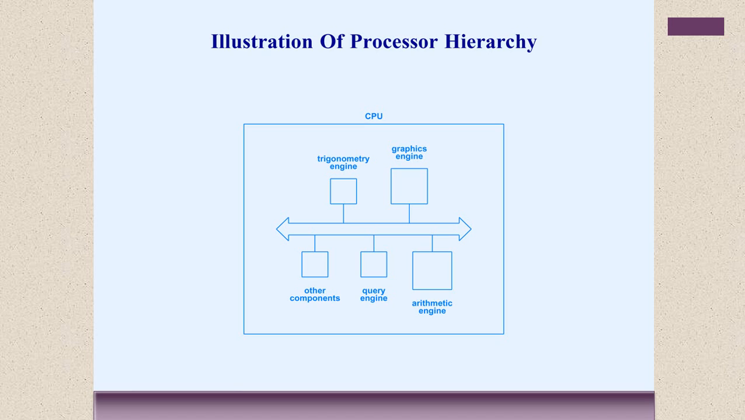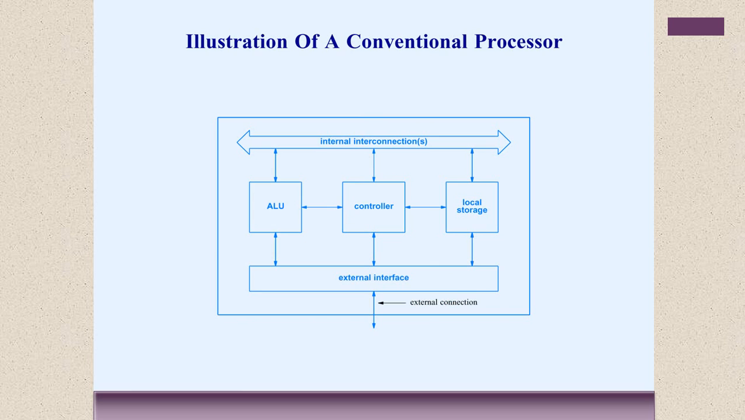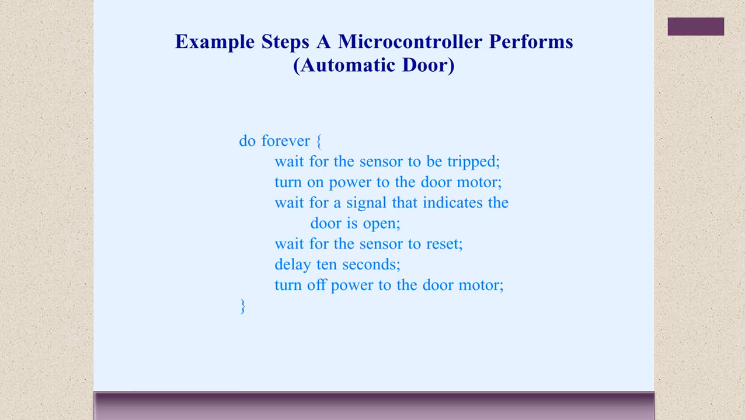Here's the illustration of a processor hierarchy on a CPU. Normally that consists of an ALU, which is our arithmetic logic unit, and our controller and our local storage, as well as our external interface. Here are the steps a microcontroller performs, for example, for an automatic door.